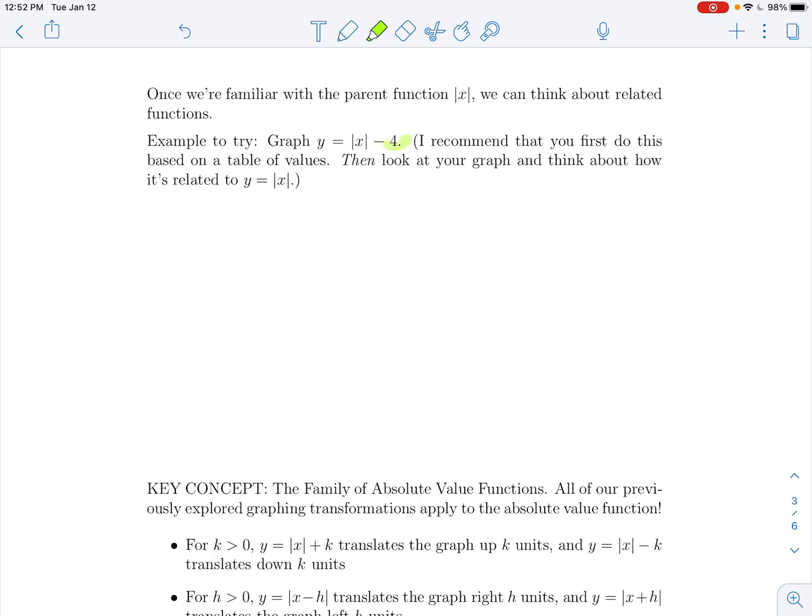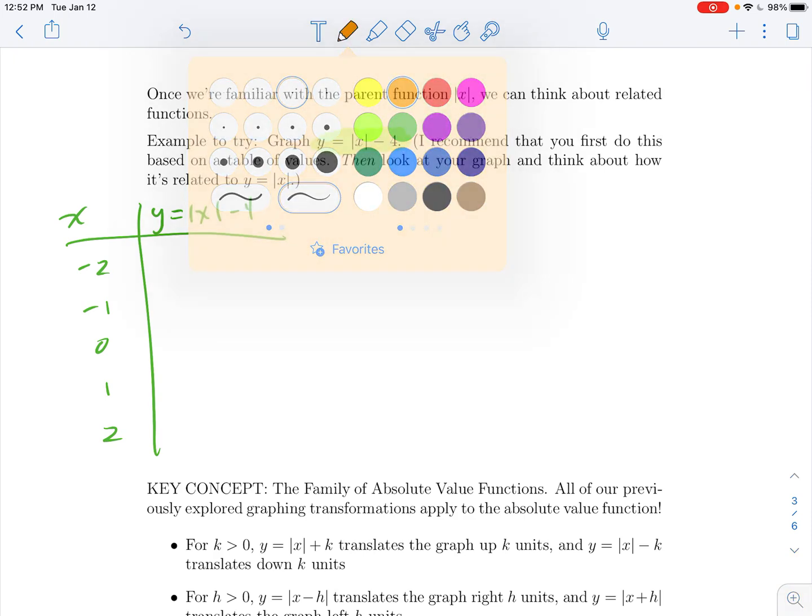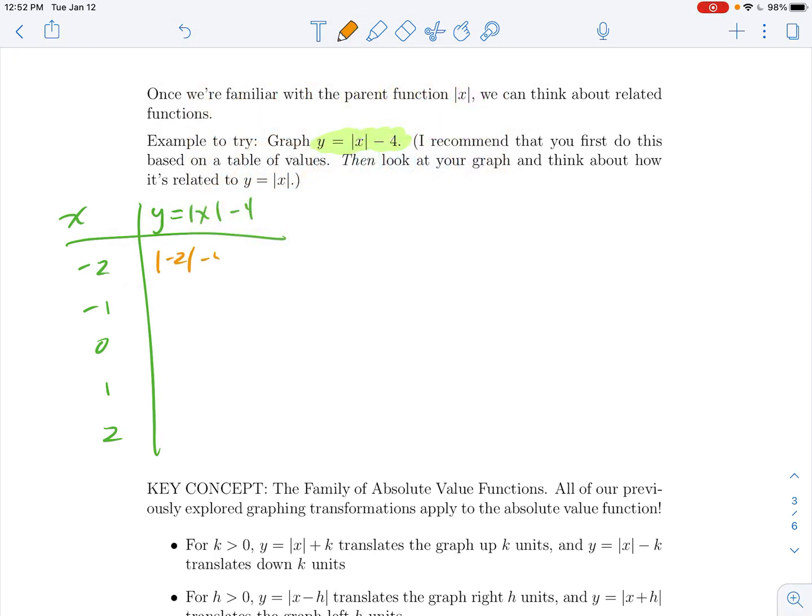What if we did something like y equals the absolute value of x minus 4? So I'll first make sense of this in terms of a table. So if I plug in 2, here I would have negative 2. Absolute value of negative 2 minus 4, which is 2 minus 4, which is negative 2. Absolute value of negative 1 minus 4 is 1 minus 4, which is negative 3. These are just computations. I'm doing them quickly, but I'm not doing anything all that exotic.